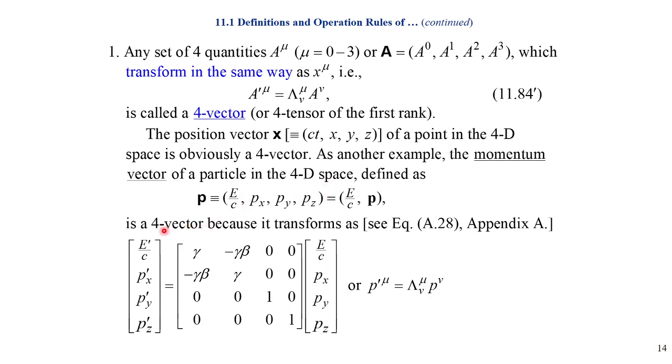So now it's a four vector because they transform in the same way as four position. So that's the four momentum vector. Okay. Anything else? We will find more and more sets of four quantities later on. Okay. What else?